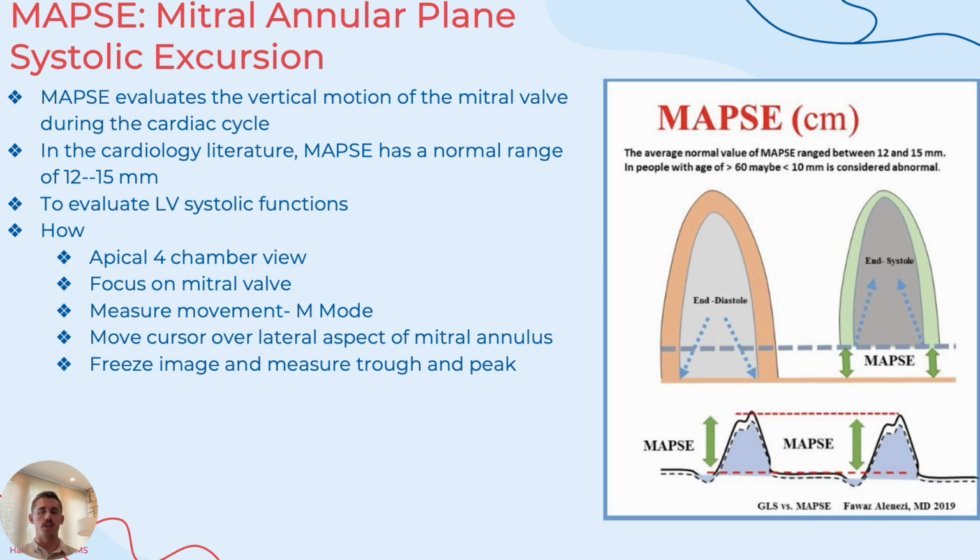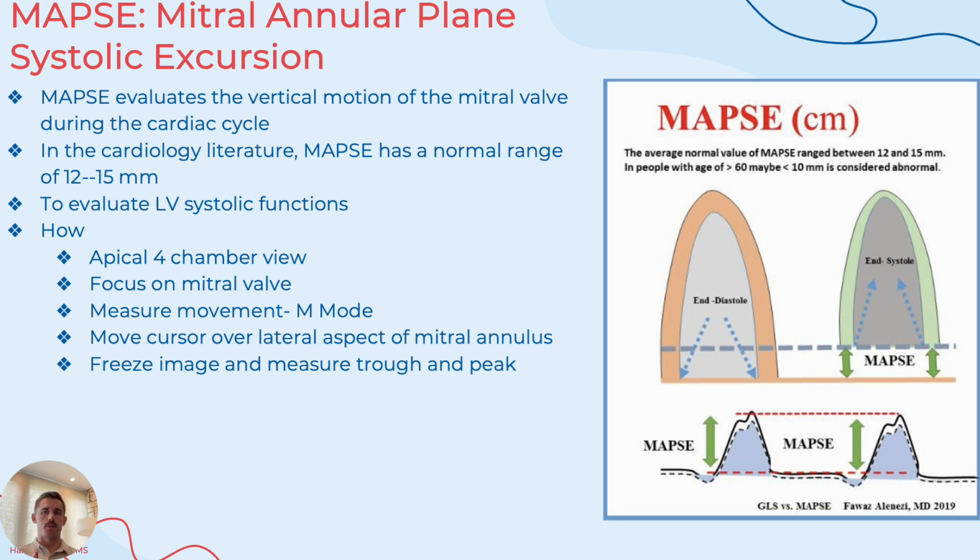This can actually precede changes in the left ventricular ejection fraction, so coming before you're seeing a change on EPSS during an MI. So lower MAPSE can indicate systolic dysfunction overall. So how we're going to do this is to get an apical four-chamber view and then focus that on the mitral valve.